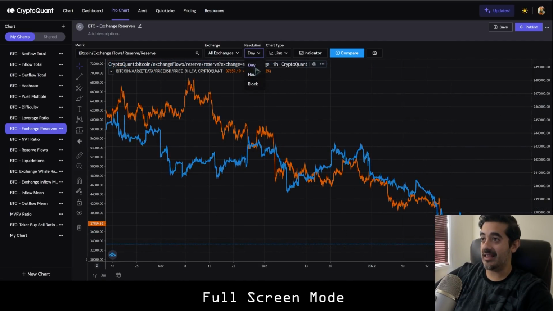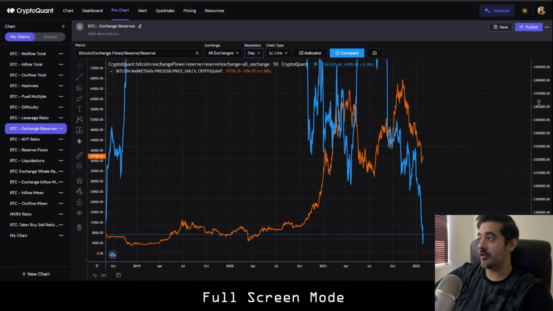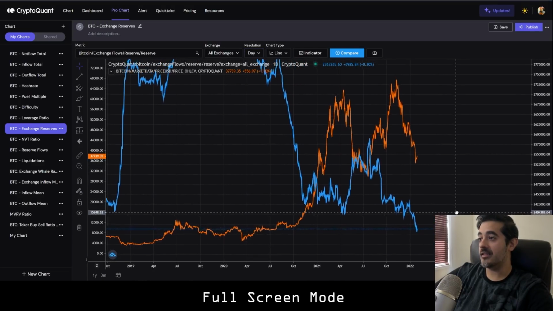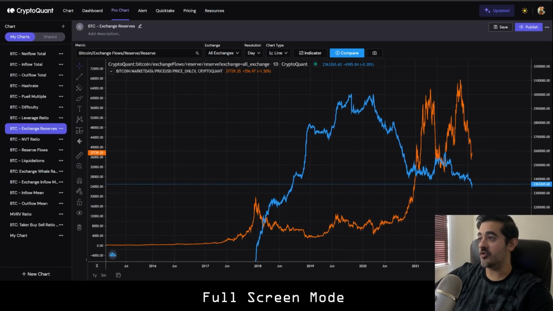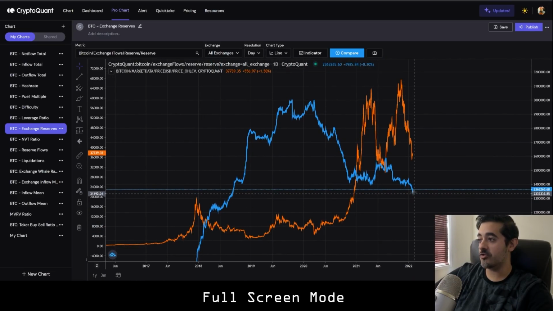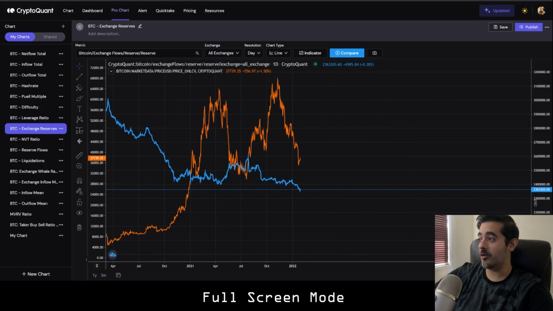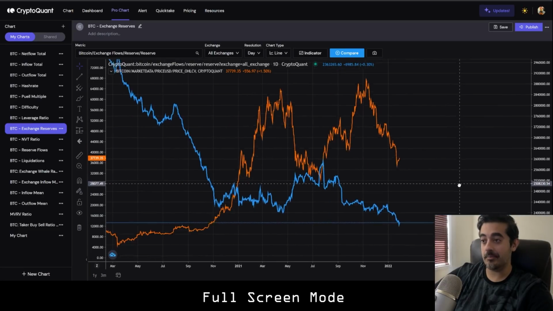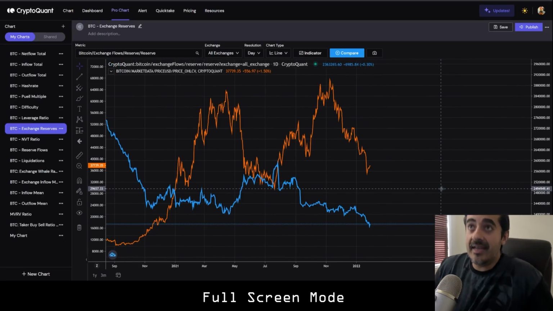Then you go to the daily, and that's when you really start to notice that as the price has been dropping, the exchange reserves have been dropping. You zoom out and you start to see that exchange reserves now are as low as they were back in August 2018. So there's a very low supply of Bitcoin on exchanges relative to price. Supply shock getting worse.